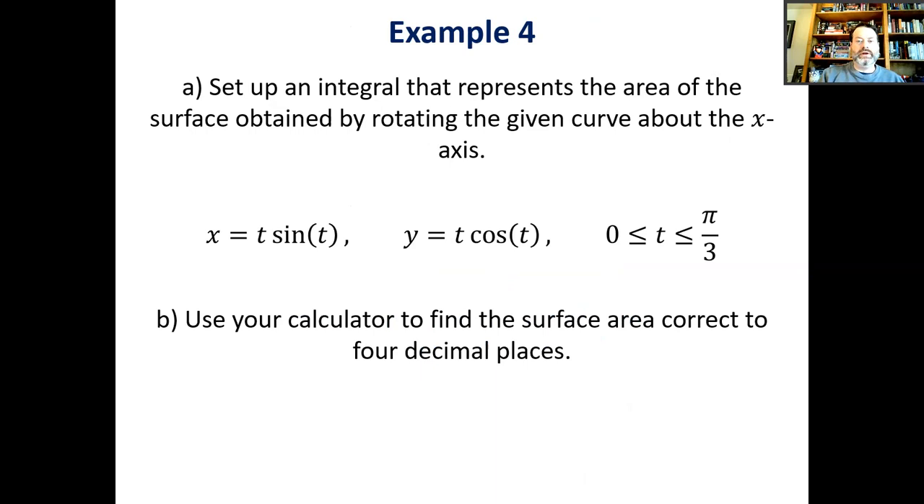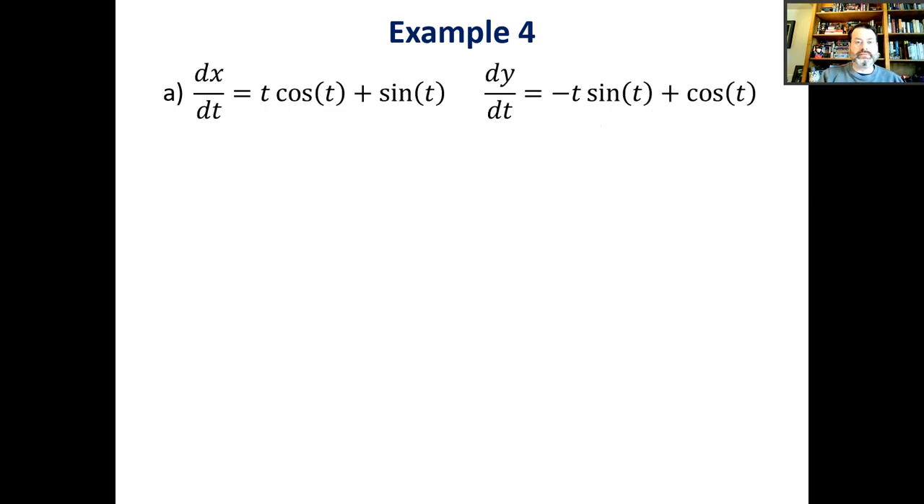All right, let's do one. So in this problem, I just want you to set it up, and then you can solve it on your graphing calculator, because it turns out we're not able to actually do this integral. Sometimes you can, sometimes you can't. In this particular instance, we don't know how to do the integral. So I did both derivatives, right? These are both product rule.